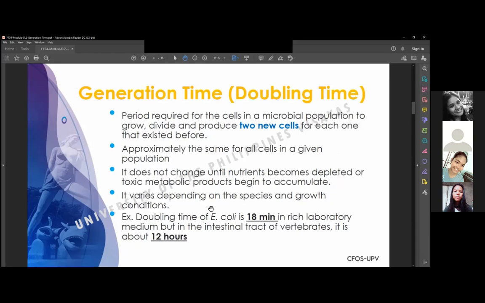So E. coli has a doubling time of 18 minutes in nutrient-rich laboratory medium, but in an intestinal tract of invertebrates, it is about 12 hours. So the reason for that is kapag enriched laboratory medium naman yung pinaglagyan mo ng E. coli, very optimum for its growth yung lahat ng nutrients na present doon. Plus you put the microorganism in its optimum incubation temperature. That's why konti lang or maliit or mabilis ang kanyang doubling time. Okay, next slide.